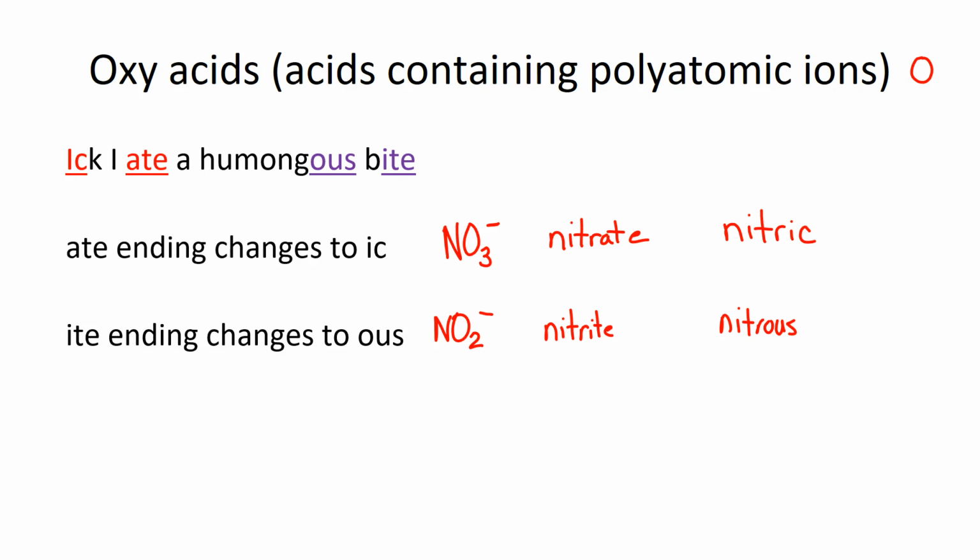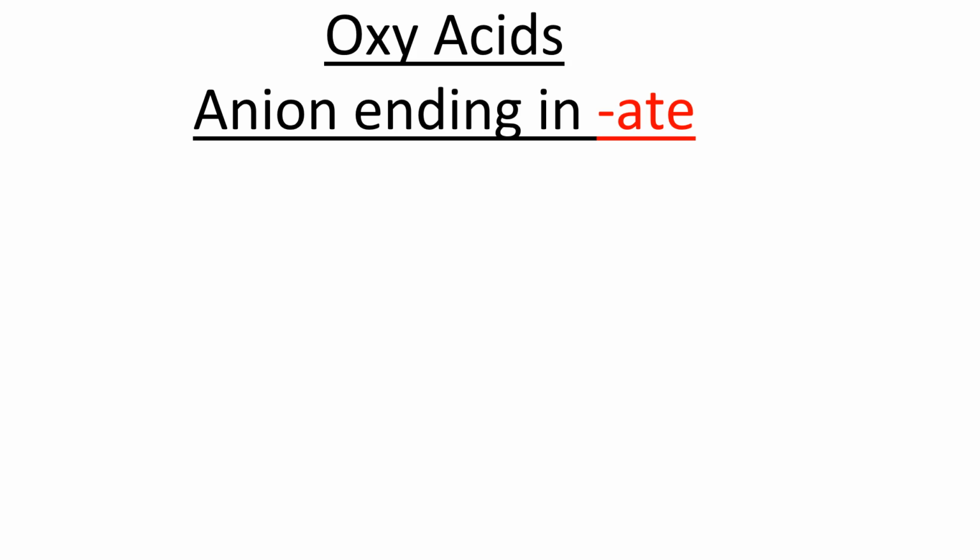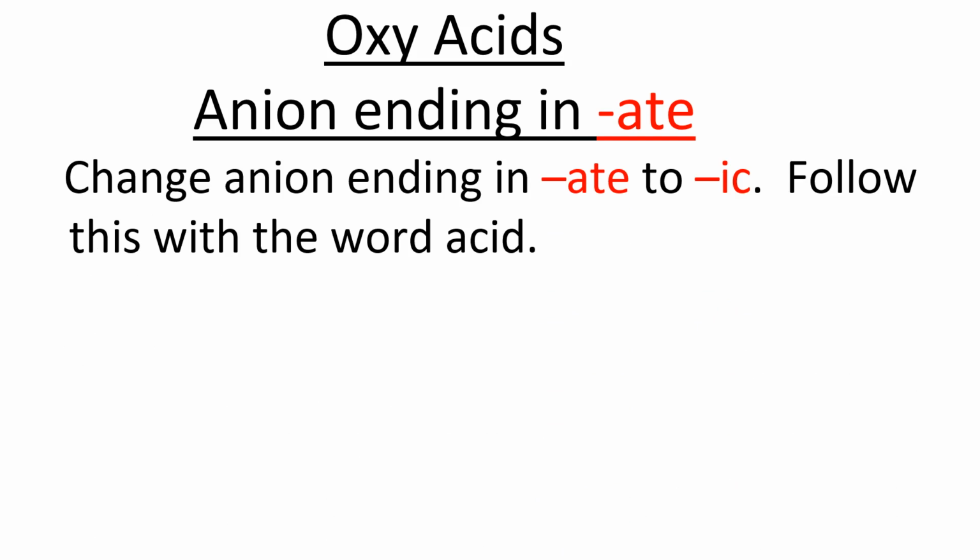Now, unlike binary acids, when it comes to naming an acid that has a polyatomic ion in it, or naming an oxyacid, we don't worry about talking about the hydrogen at all. The hydrogen's there, but we're not going to name it in the name. So for oxyacids, when we have an anion, the second grouping of elements, ending in ATE, we change the ATE to IC. We already covered that. And then we follow that with the word acid.